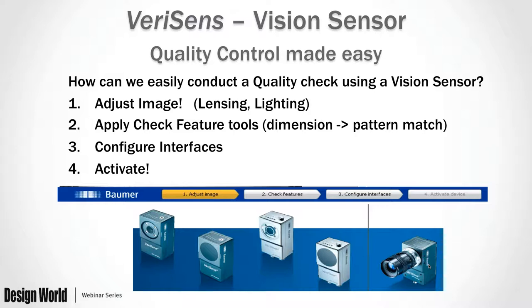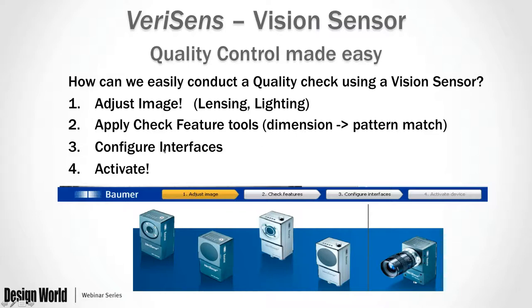So really looking at 3 main steps. Number 1, again, we need to look at getting an image, getting a good view of the part that we want to see, and getting good contrast. From there, when we start talking about how we easily conduct this quality check using a vision sensor, I'm going to take you through the steps that you typically will see in a vision sensor. Number 1 is really adjust the image. We're going to talk about lensing, lighting again, and some parameters that we play with. And then the fun part is applying feature check tools, from dimensional to pattern match, as we've seen in some of these examples.